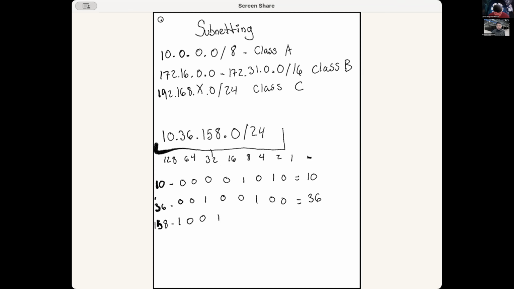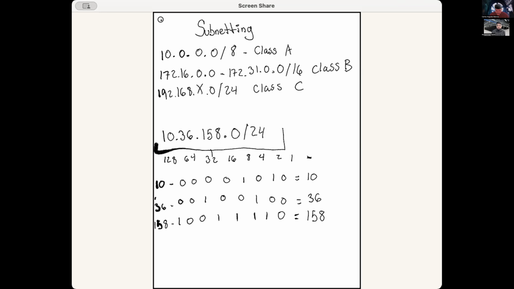Okay. So 128 plus 16 equals 144. Then we know we can add 8 as well because that puts us at 152. Then plus the 4-bit here, which will set us at 156. So far we have 128 plus 16 plus 8 plus 4 for 156. So all we need is that 2-bit, right? Once we enable that, we have 158.